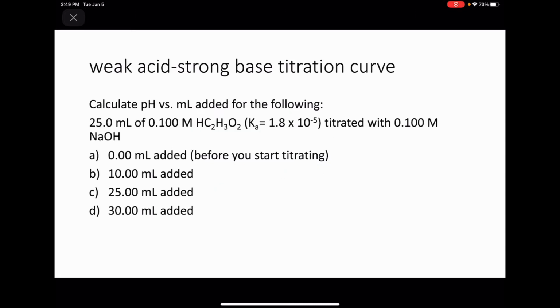Okay, so what we're going to do is, once again, with the caveat that in lab this is much easier, we're going to go ahead and calculate the pH at a couple different points along a titration curve for a weak acid, strong base. In this case, our weak acid is going to be acetic acid, something that's very familiar in these lectures. And then we'll do at 0 milliliters of sodium hydroxide, 10, 25, and 30.